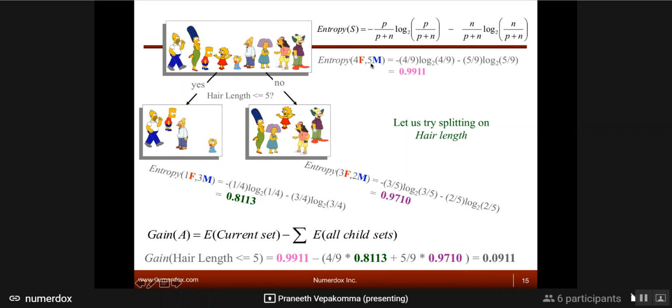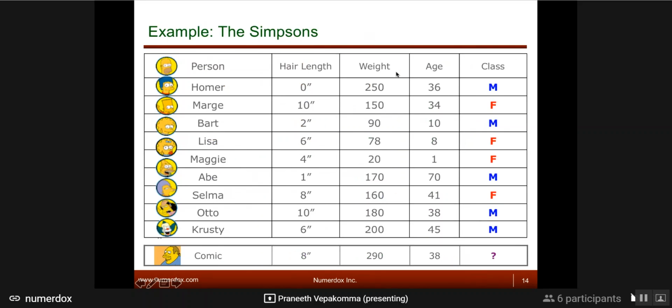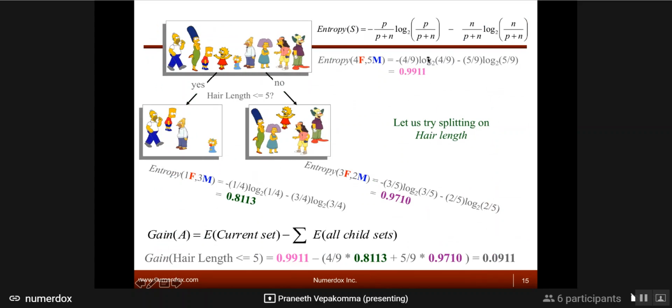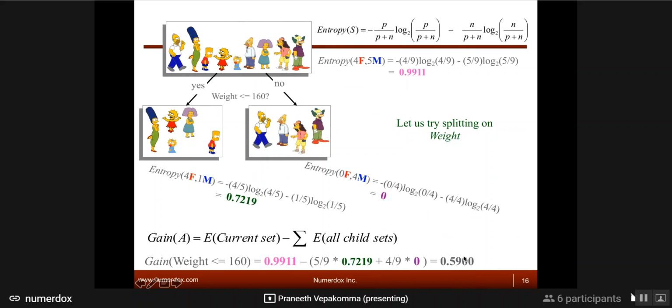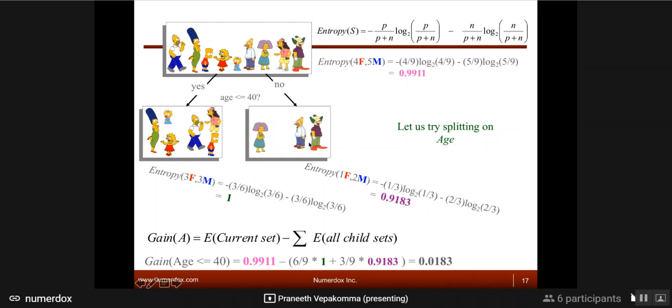So say this is entropy for some condition, right? You're measuring the same thing: probability of hair length being so-and-so, weight being so-and-so, age being so-and-so, probability hair length being greater than 5, less than 5. You can measure this, right? Probability times log of the probability. And you can measure information gain: the current set, complete, minus the information gain when you take hair length into consideration. Similarly for weight, similarly for age. Then you get information gain for all 3.